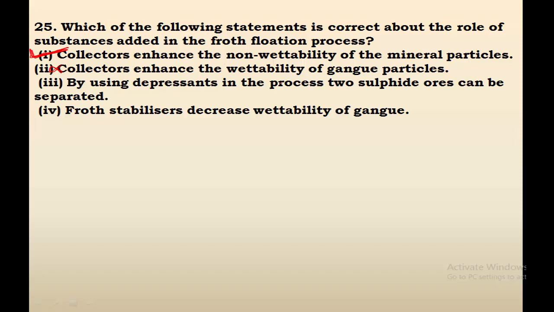Third, by using depressants in the process, two sulfide ores can be separated. Yes, by using a depressant like NaCN, we can separate PbS and ZnS. Next, the fourth one, froth stabilizers decrease wettability of gangue. So it is a wrong statement. So among these, two statements are right, 1 and 3. It is a multiple choice question having two answers. This type of question will also be asked in JEE. So option 1 and 3, you have to tick both the answers.